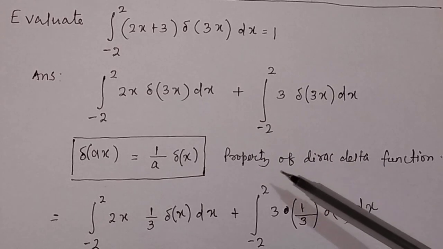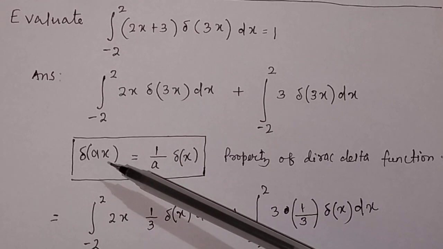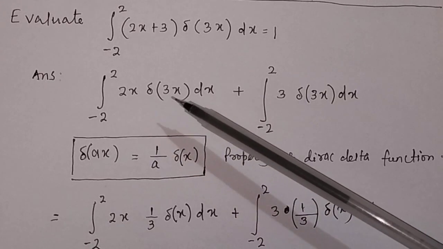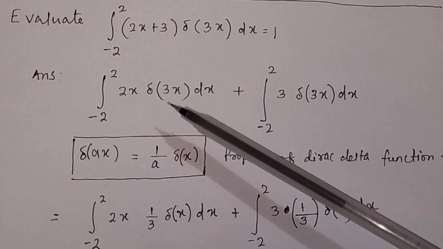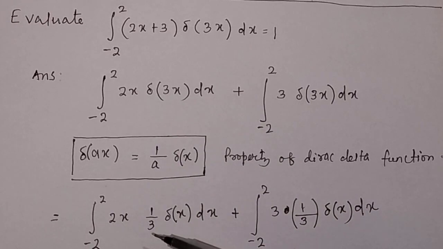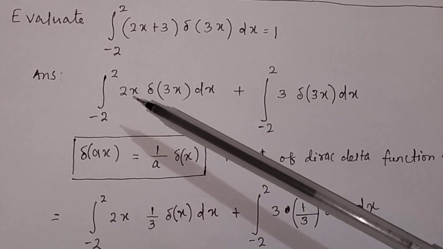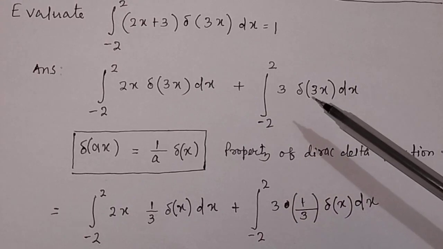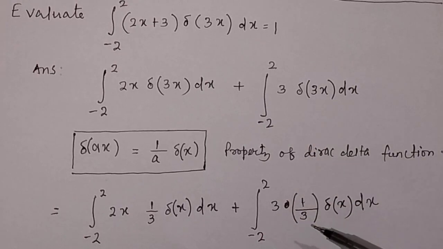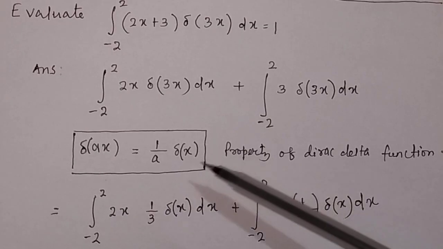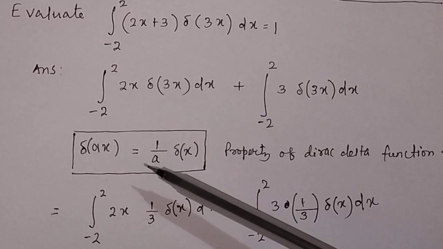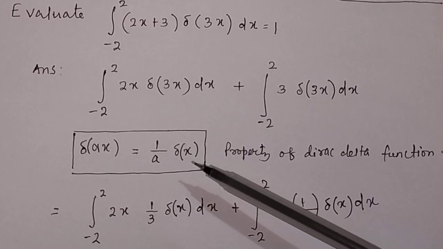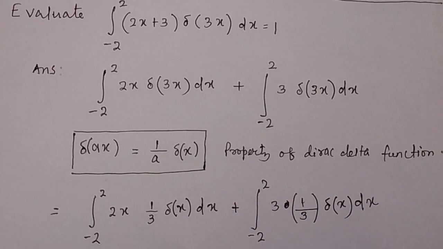From the property of the Dirac delta function, we know that delta(ax) is equal to 1/|a| delta(x). Here a is 3, so this will be equal to 1/3 delta(x) dx. The other term here is 2x, and the other term is 3, and delta(3x) will be equal to 1/3 delta(x) dx. So you have to apply this property of the Dirac delta function, and I have proved this property in the previous video.